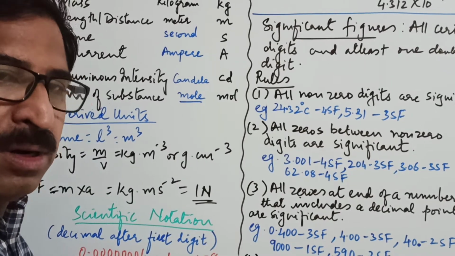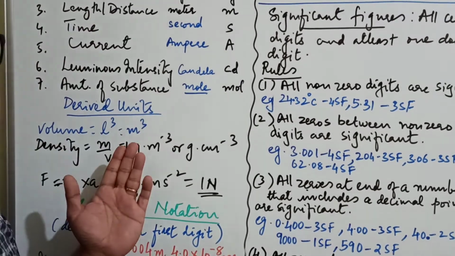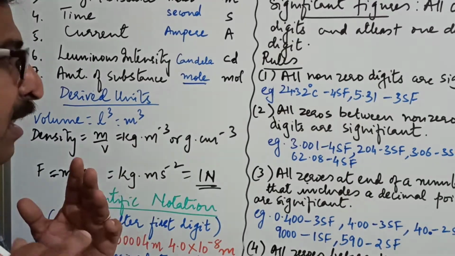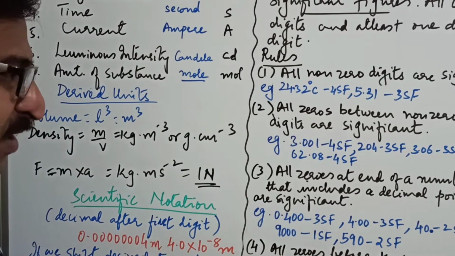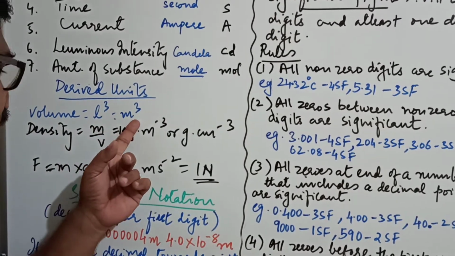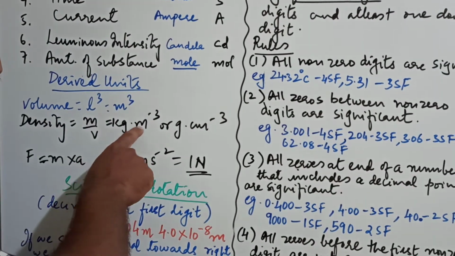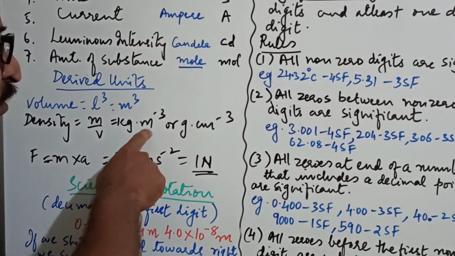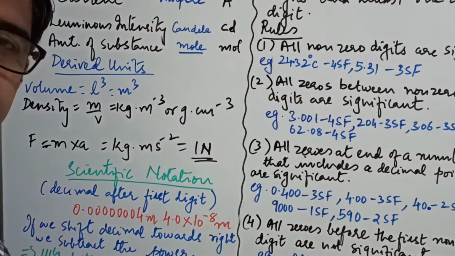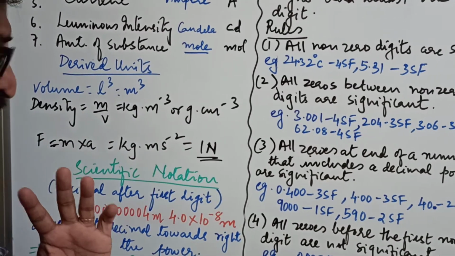We come to derived units. Derived units are naturally obtained from these base units. When you go for derived unit, volume. When you talk about volume, it is length into breadth into height. But if you consider a cube, naturally all are same, so length cube will be meter cube. If you consider density, that is mass by volume. So it is kg per meter cube, or m raised to minus 3, or gram into centimeter power minus 3. Clear? Or gram per centimeter cube.